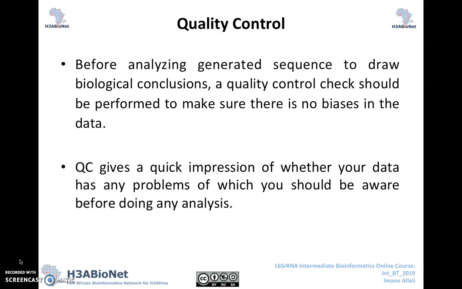Before analyzing generated sequences to draw biological conclusions, a quality control check should be performed to make sure there are no biases in the data. QC gives a quick impression of whether your data has any problems of which you should be aware before doing any analysis. We do the quality control to see what kind of problems may underlie your data. It's good to know which problems you have to be able to do some corrections like trimming and filtering.